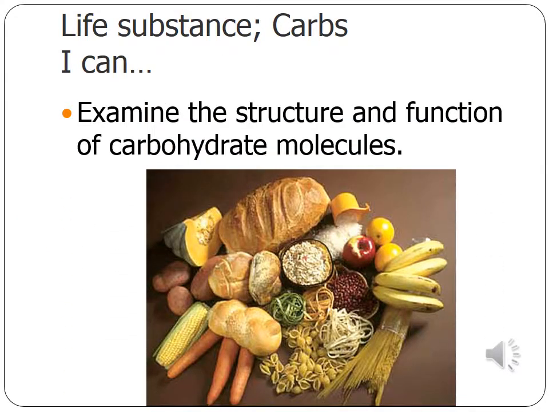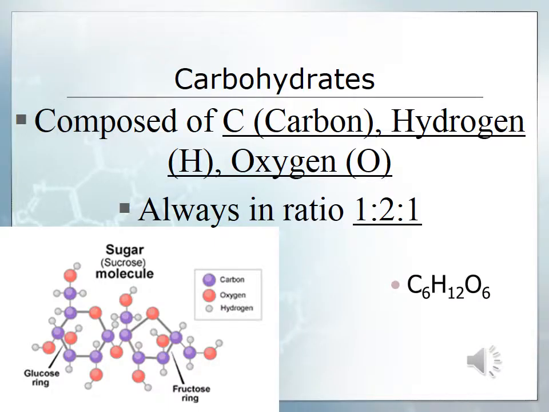By the end of these notes, you should be able to examine the structure and function of carbohydrate molecules. Remember, function is what it does. A carbohydrate is composed of carbon, hydrogen, and oxygen, and it's always in a 1 to 2 to 1 ratio. So look at C6H12O6. There's 6 carbons, which is 1. 6 goes into 12 two times, so hydrogen 2 to oxygen 1. So a 1 to 2 to 1 ratio. For every 1 carbon, there are 2 hydrogens and 1 oxygen.